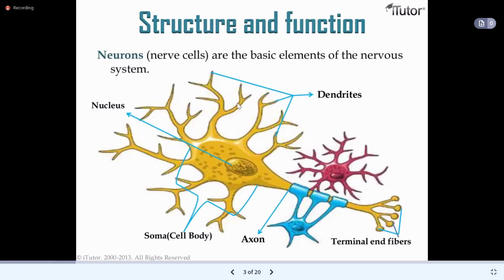The basic structure and function of a neuron. The neuron contains dendrites, the axon, the biggest part, and the terminals and fibers. The soma is the cell body, and the neuron contains the nucleus. See the basic structure of the neuron.